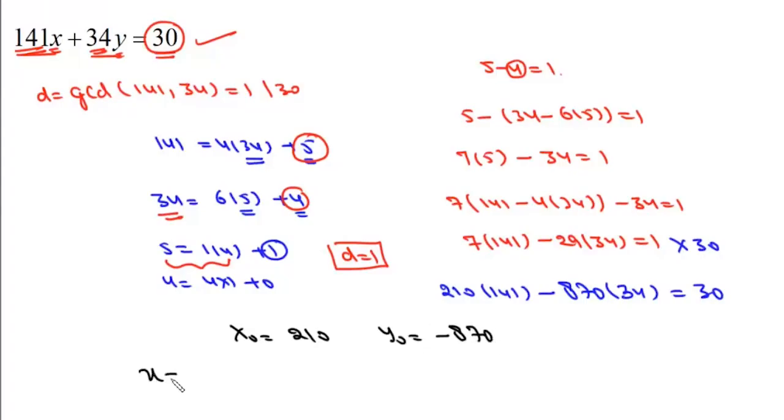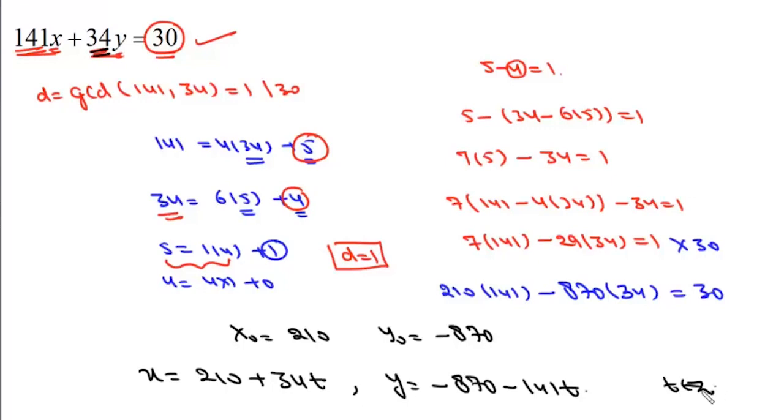Now we can write its general solution. So it will be 210 plus b by d into t. So it will be 210 plus 34t, and here y will be minus 870 minus 141t, where t belongs to integers. So this is the general solution to this equation. So for particular solutions, we can use the Euclid division algorithm.